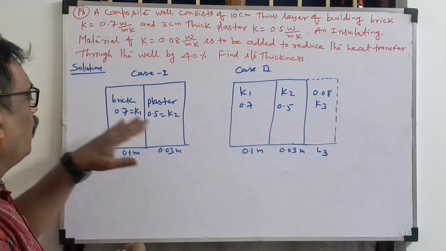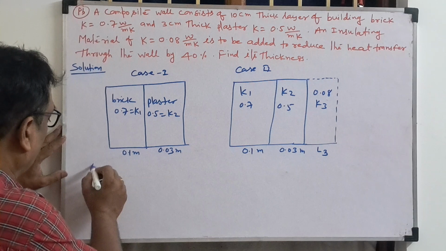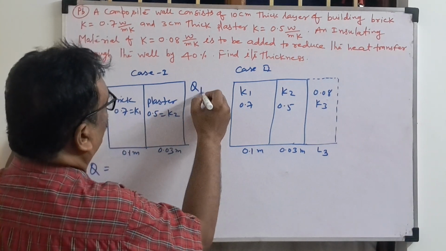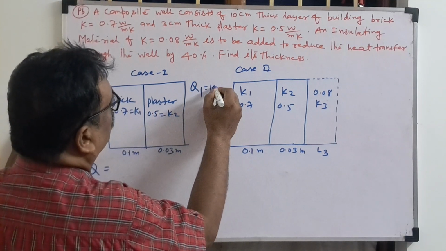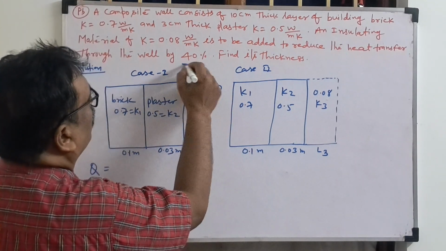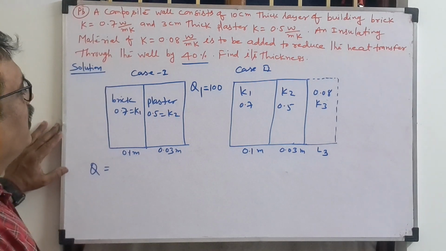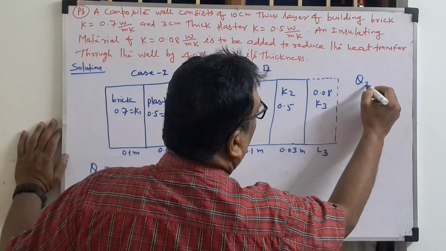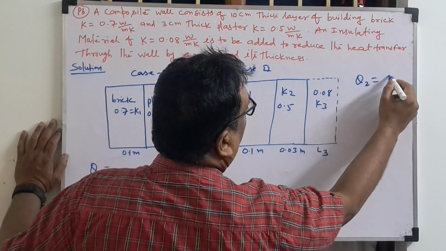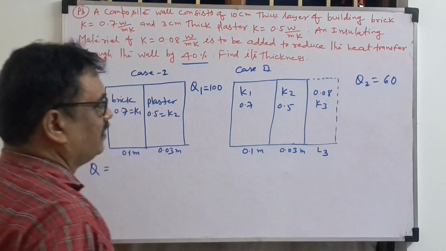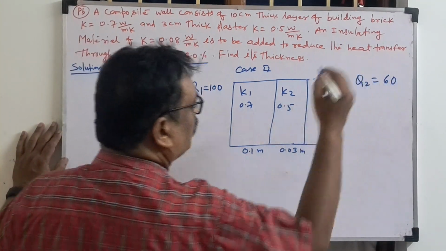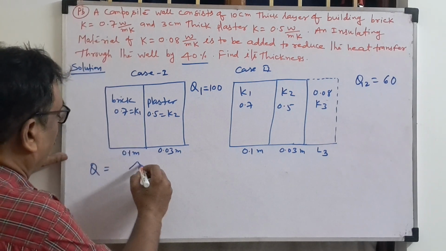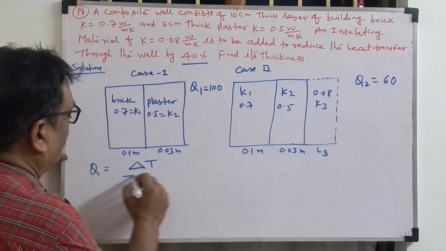So see here, two walls are there. Already you know Q. If the heat flow rate Q1 you assume is 100, because the loss, the heat transfer, is reduced by 40%, then Q2 will be 60. Q1 will be 100 and Q2 will be 60. So what is the Q formula? Temperature is not given, so we will write delta T.